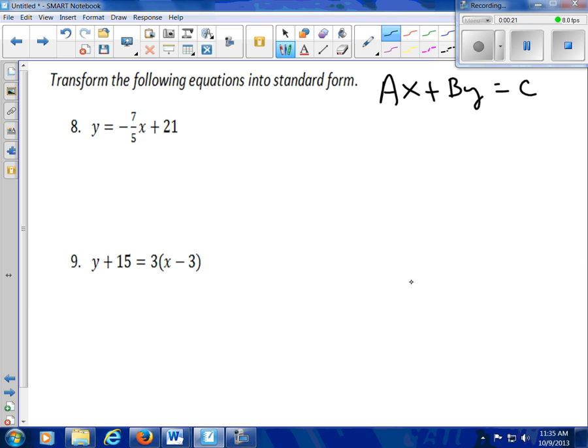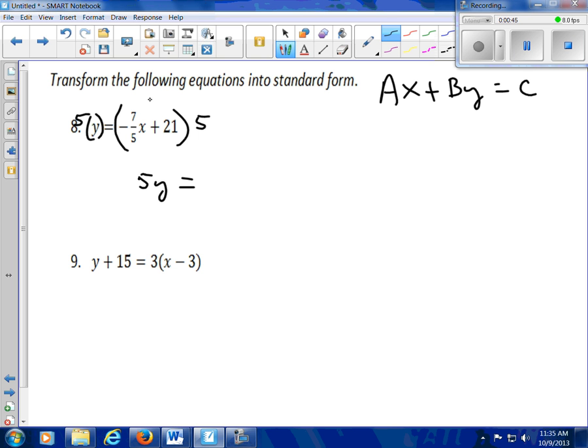So let me start off by multiplying both sides of my equation by 5. If I want to get rid of my fractions, let's take care of that right off the bat. So let's multiply both sides of my equation by my lowest common denominator, which is 5 in this case. So I have 5 times y equals 5y, and then equals, well, now I have the distributive property, right?